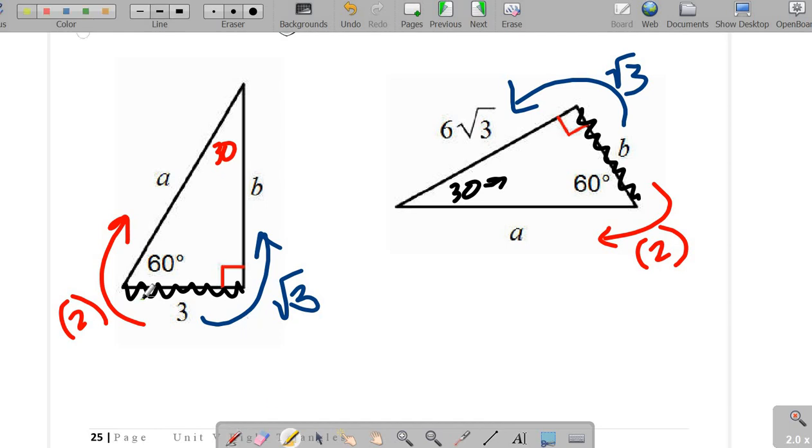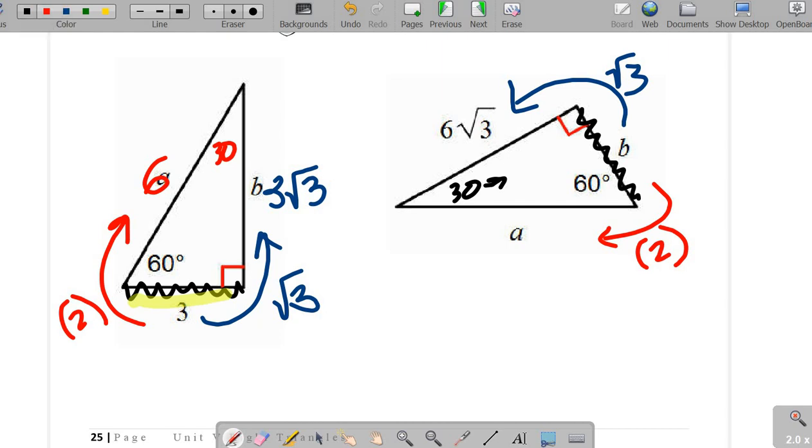So in this triangle, the short leg is 3. Times root 3 is 3 root 3. Times by 2, 6. Ta-da! You're done.